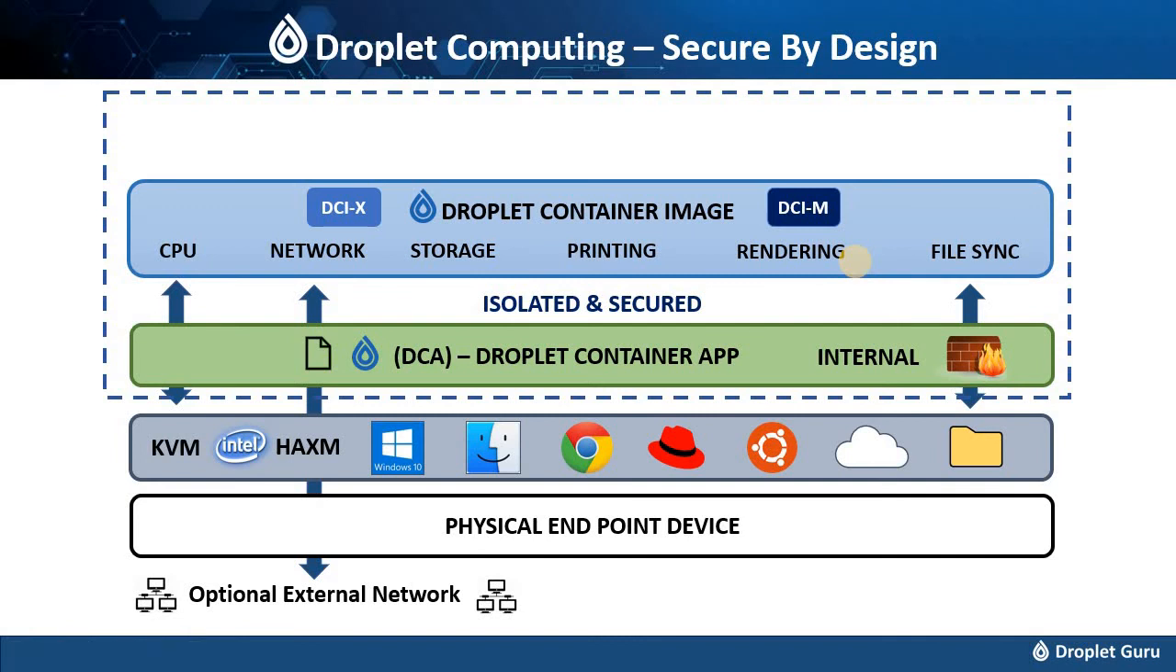Another key feature from a security perspective of Droplet Computing: anything at all you put in a container can't be seen and can't be penetrated. And if you do send any patches or updates to the host device, the patches and updates are only applied to the host device. Anything inside the container is fully secured and isolated.